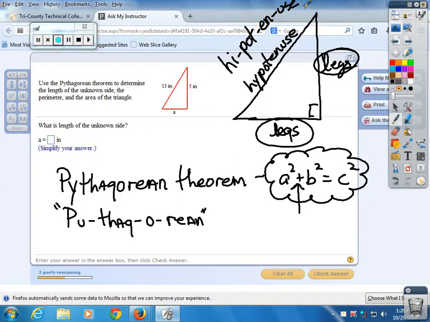Pythagorean. Now, one thing about the hypotenuse is it's always the longest side. Write that down. It's always the longest side. So if you come up with an answer of 8 and your two legs are 10 and 12, then you know what? You're wrong. You've done something wrong.